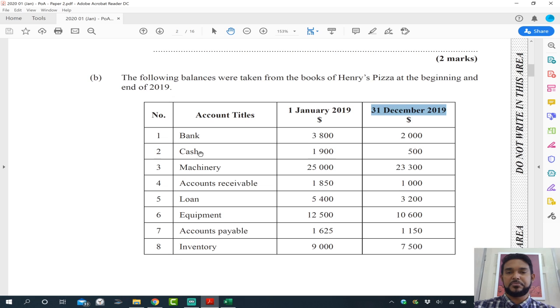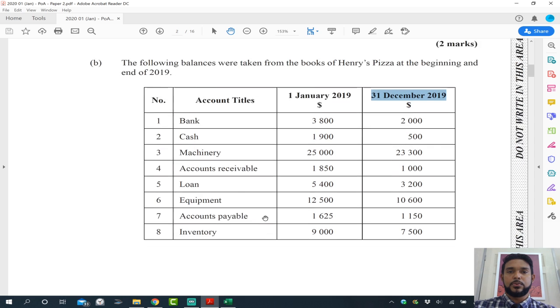So there's no rhyme or reason to the order here. The first 4 items are assets, the 5th is a liability, the 6th is an asset, the 7th is a liability, the 8th is an asset. And what do they want?